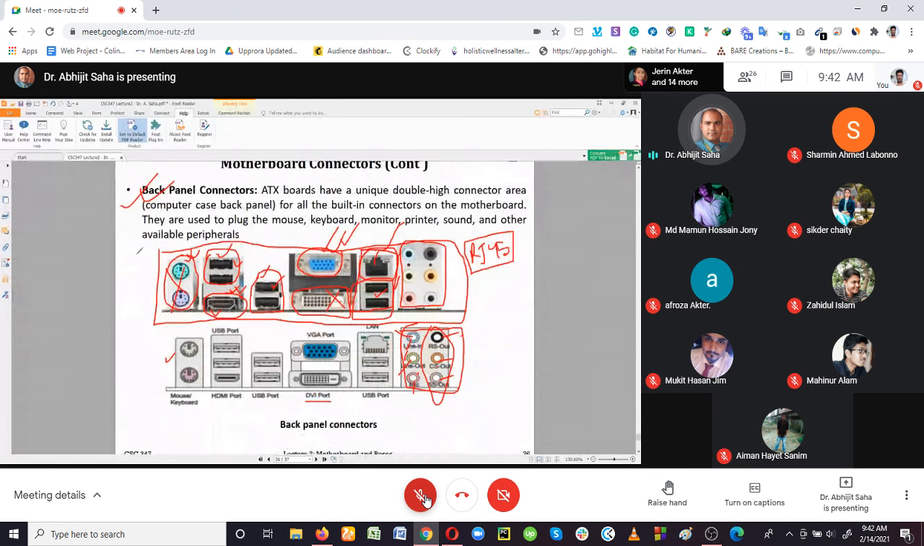Then the last one is the back panel connector. In the back panel connector, you should identify each of the connectors that the back panel can have. It is important not only to identify them but also to understand which port is going to be used for which purpose. That is very important, so you should study them.